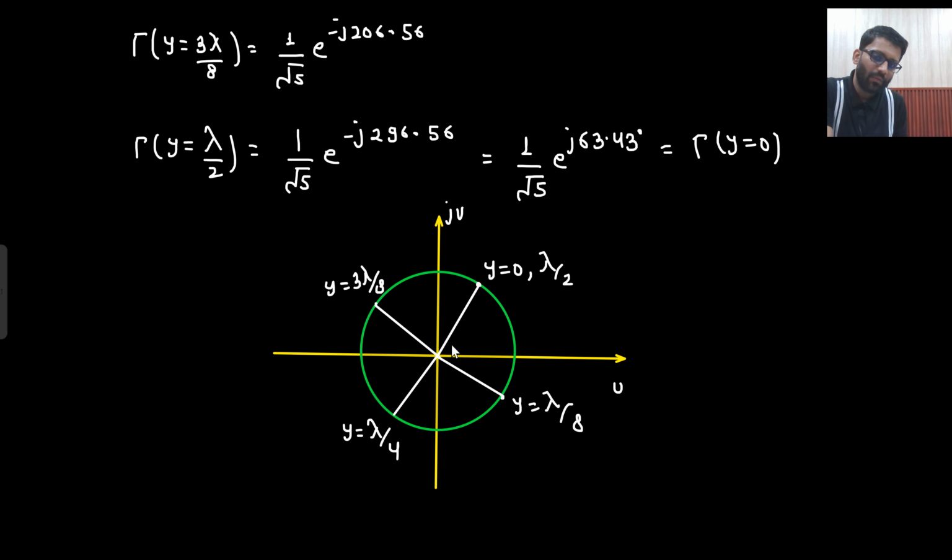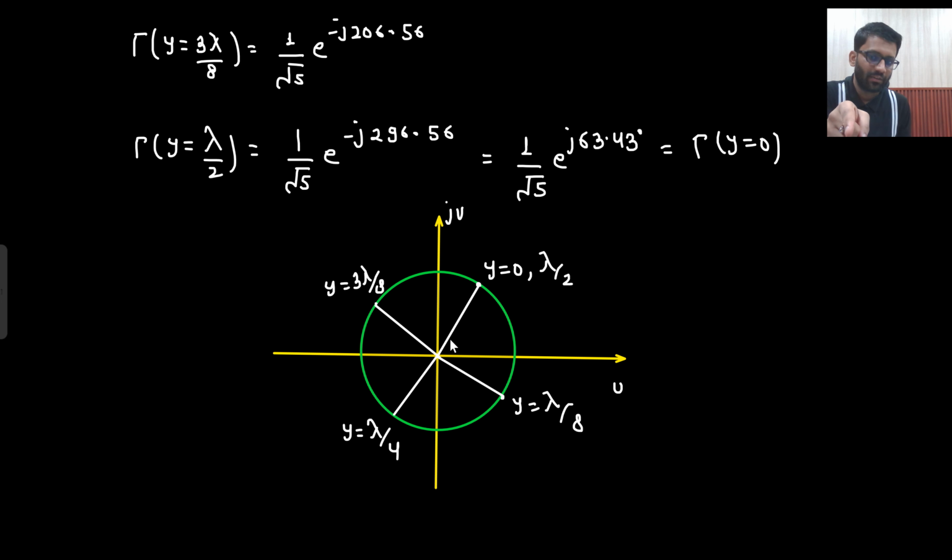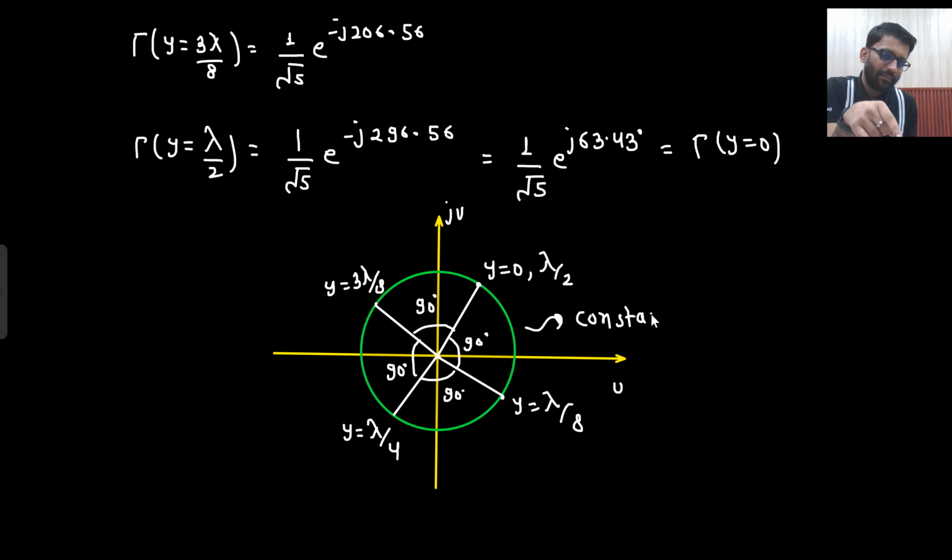If you ask me what is the difference between these two, what is this angle? Can you let me know? This angle is 90 degree. Why is that so? Because between y equals to 0 and y equals to lambda by 8, the difference was 90 degree. Then again 90 degree, then again 90 degree. So each of these angles is 90 degree, and again you are reaching here. And which kind of circle is that? This is your constant VSWR circle.